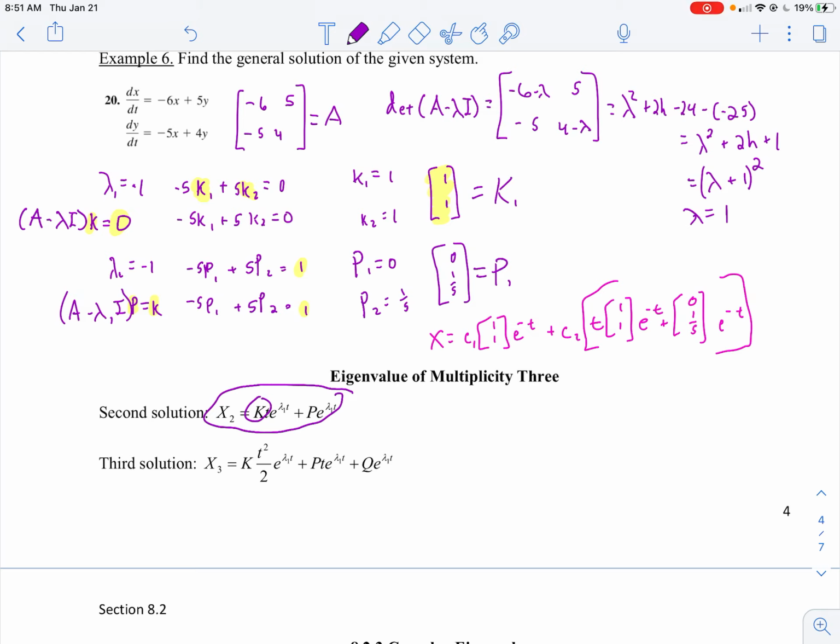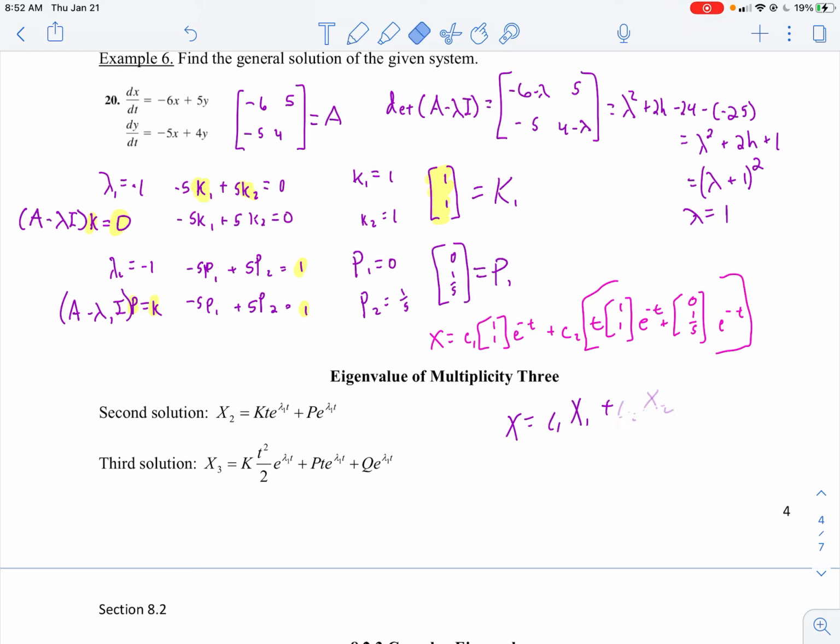And then we have p e to the lambda sub 1 t. Well, that's going to be our p value right there. So p e to the negative t. And then because that's x sub 2, we have the c sub 2 in front of it. And again, initially we would say x equals c sub 1 x sub 1 plus c sub 2 x sub 2. So we have that c sub 2 out on the outside.